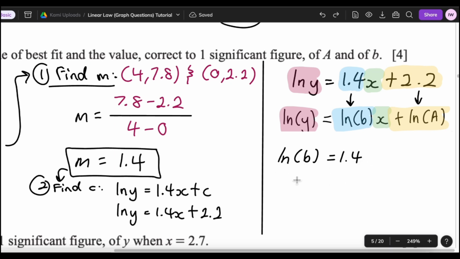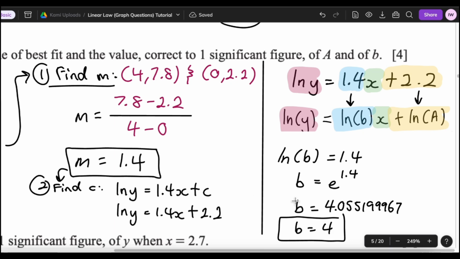Move that ln over. This is log base e, so moving it over becomes e power 1.4. And let's see what that is to one significant figure. I get this first, and we're going to round that to 4. That should be our answer. I'm going to go ahead and box that up in green.